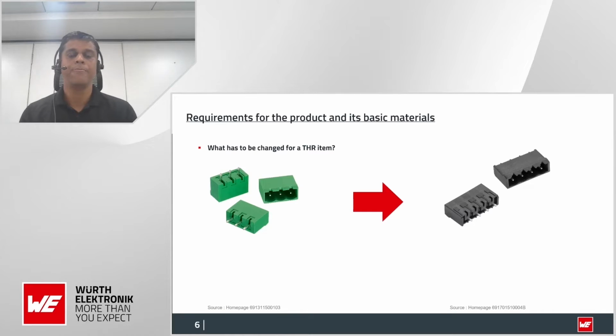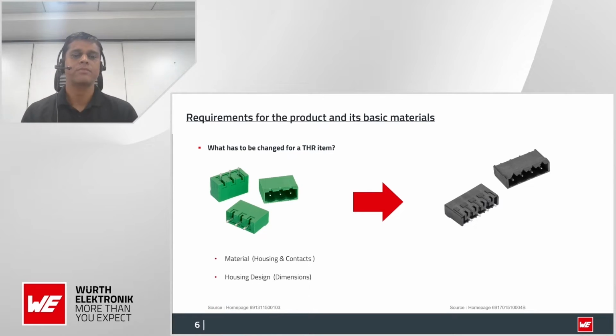So for example, if you look at this picture, on the left-hand side is a terminal block through-hole component, and on the right-hand side is a terminal block which can support the THR, through-hole reflow process. What could you observe here? When you observe clearly, you can see there is a small change in the materials we have used for the THR process components, and in the design also. You can see there is a small design change in the components.